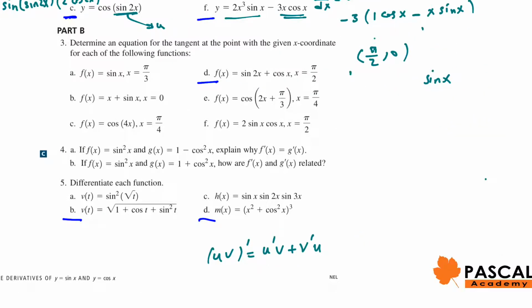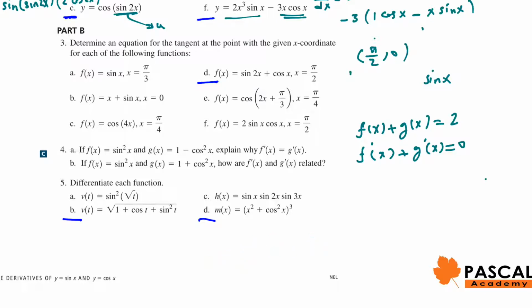If we add up f of x and g of x, we have f of x plus g of x equals 1 plus sine squared of x plus cosine squared of x, which is 2. Now we take the derivative from both sides of this equation. Therefore, f prime and g prime are opposite of each other.